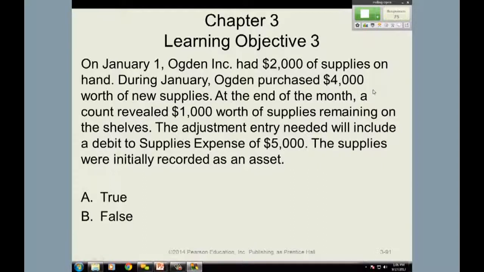Okay, so the clock's not showing up for some reason, but the clock is there, but it's not showing up.